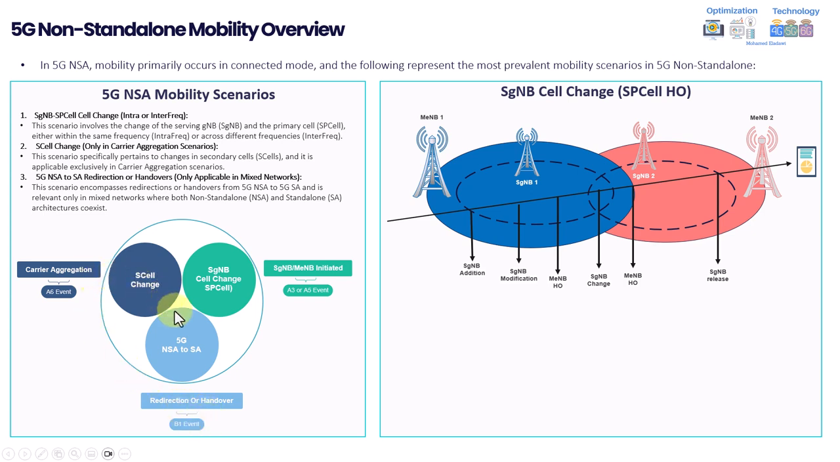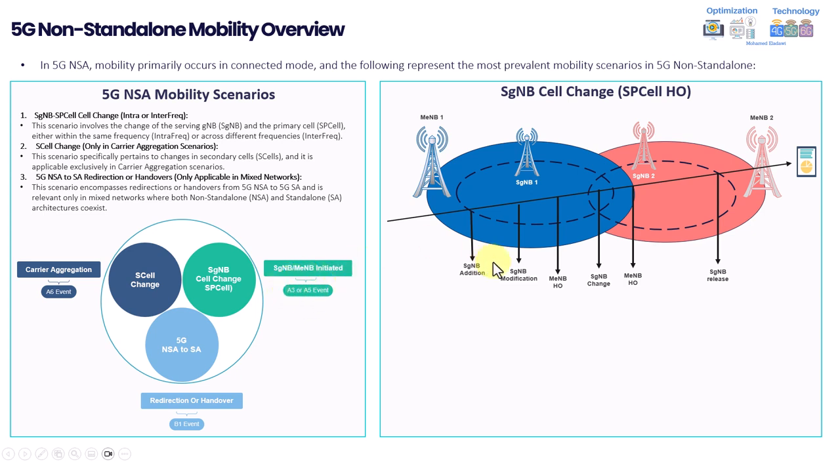So these two will be explored in different sessions, one related to the carrier aggregation feature in general, and the other one whenever we go to standalone. We'll be covering this one in more detail. So today we'll be covering the part which is related to the SGNB change, or secondary primary cell change, in general.